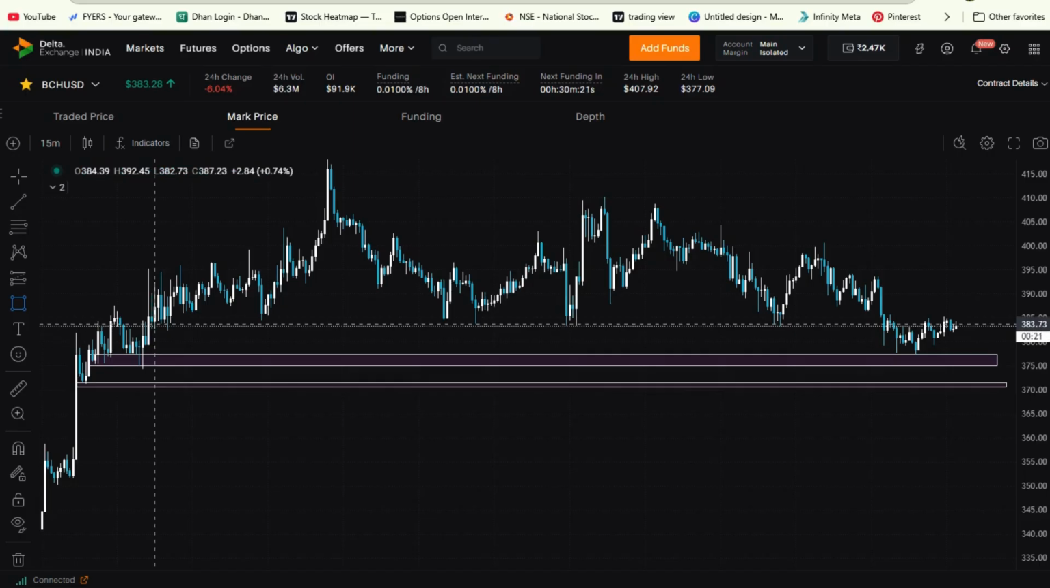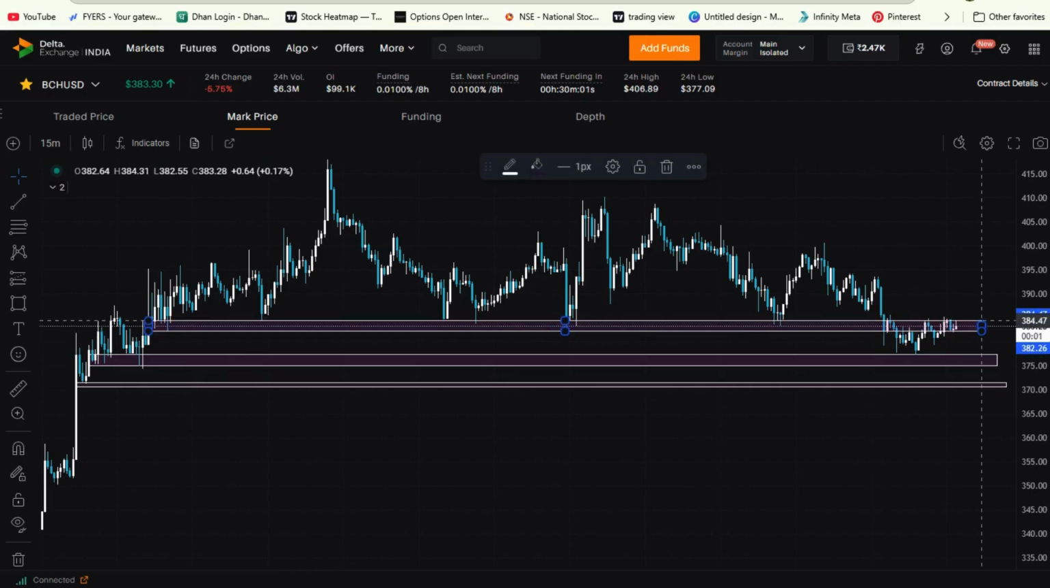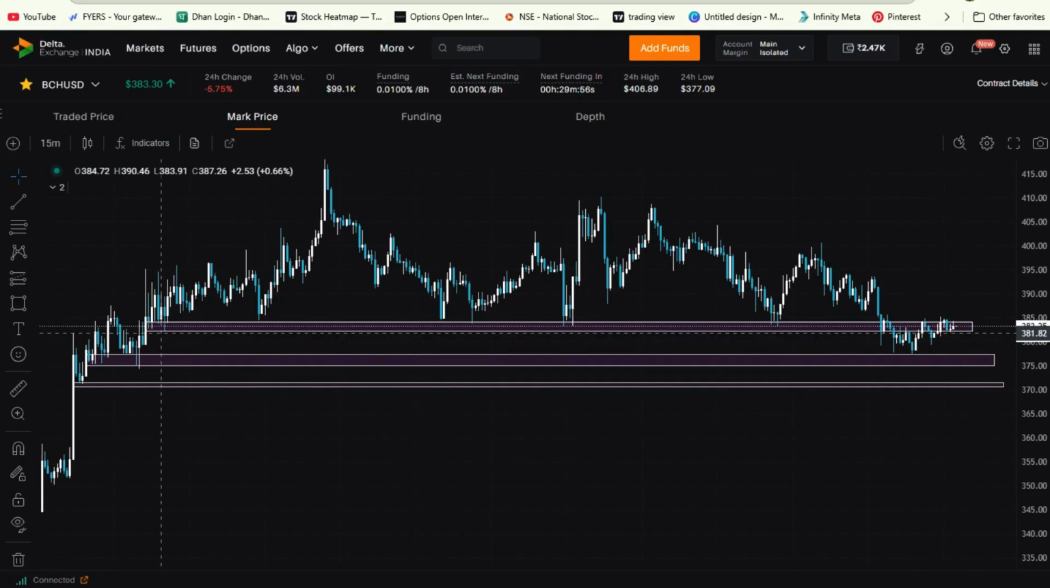See here again, the price is almost staying at this level for almost 2 hours, more than 1.5 hours. So you can mention this as one more support level. So this is our support, and here you can see that the price is not able to move across this upper line. So this will be mentioned as our resistance level. You can mark this as your resistance level.